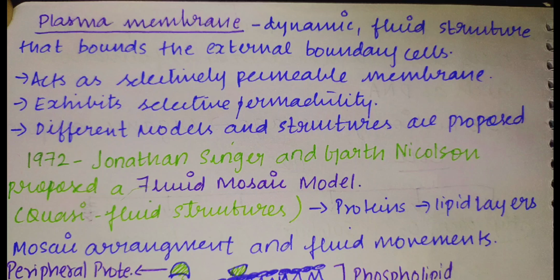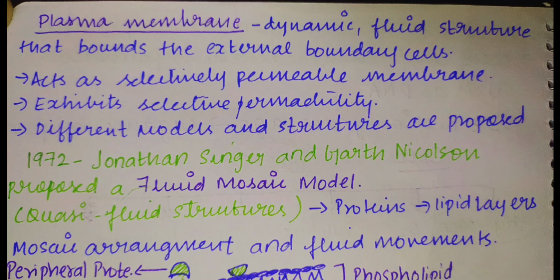Now the plasma membrane exhibits selective permeability. What's that selective permeability? It will allow only a few of the solutes to cross it when compared to others. It will allow some solutes to cross very easily, and some cannot even cross. That is selective permeability. It will only select a few solutes that can cross easily.